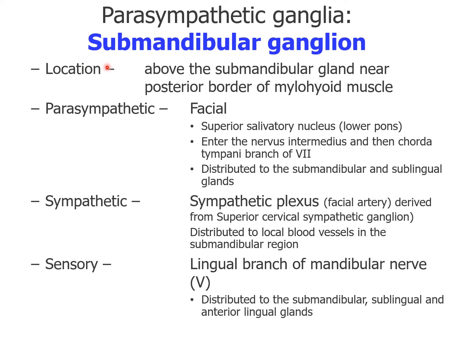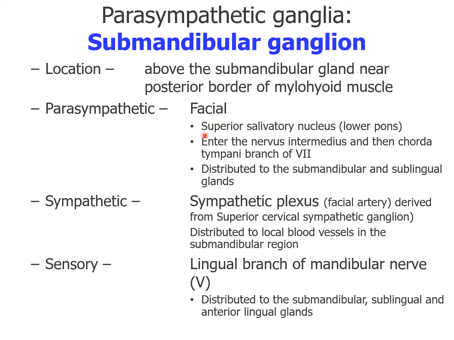Finally, the fourth ganglion, the submandibular ganglion, like the pterygopalatine ganglion, is directly associated with branches of the facial nerve. The submandibular ganglion is located above the submandibular gland near the posterior border of the mylohyoid muscle. The parasympathetic route is provided by branches of the facial nerve.